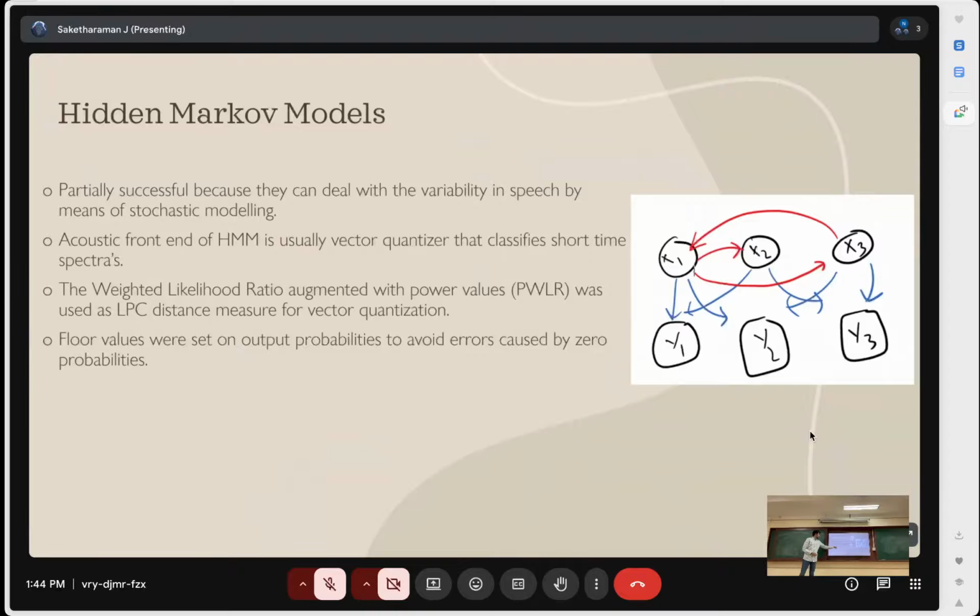The floor values just set a minimum on output probabilities to avoid errors caused by zero probabilities. Basically, in hidden Markov models, you multiply probabilities together to get the final value. If the probability of a certain letter occurring becomes 0, then the final output will also be 0, which we don't want. So we take the value to be very small, 10 to the power minus 8 or so, and we deal with them in log form so that it's easier to calculate.